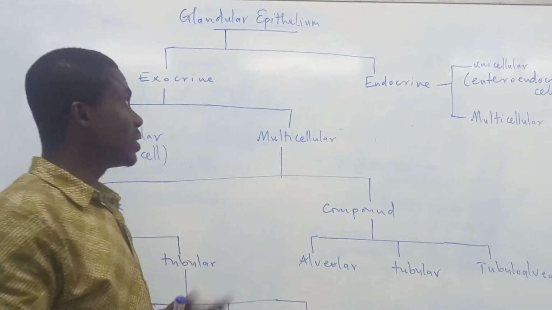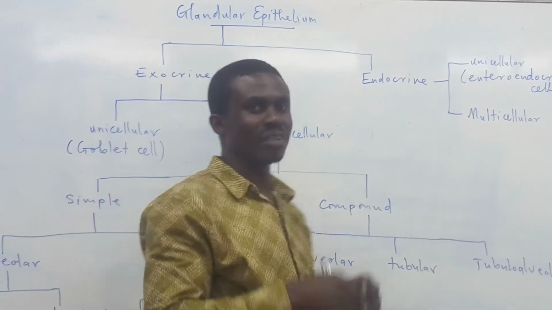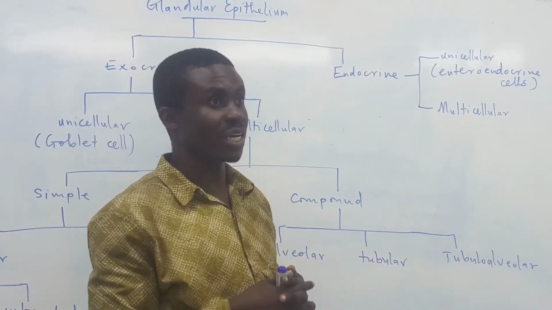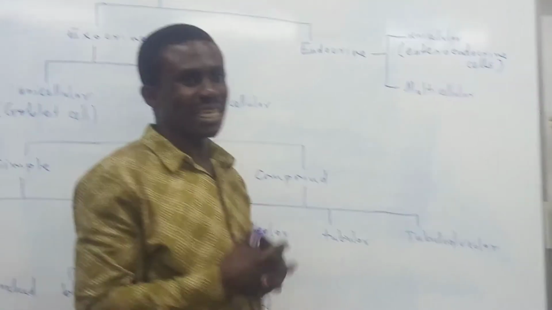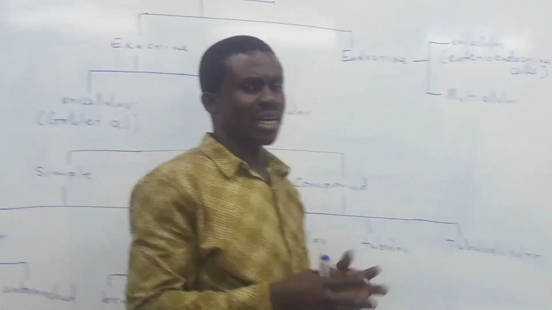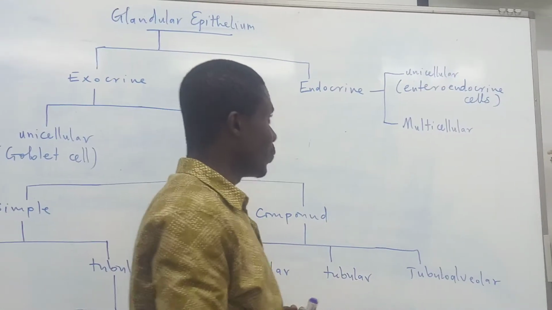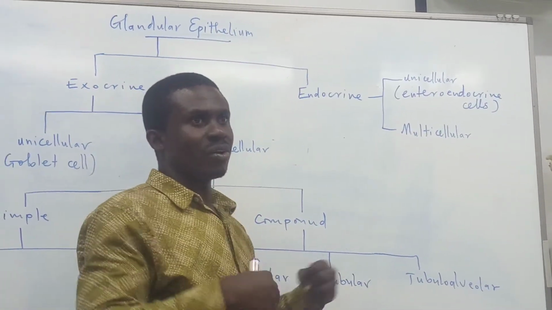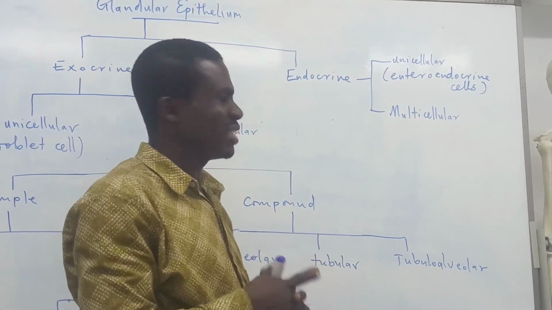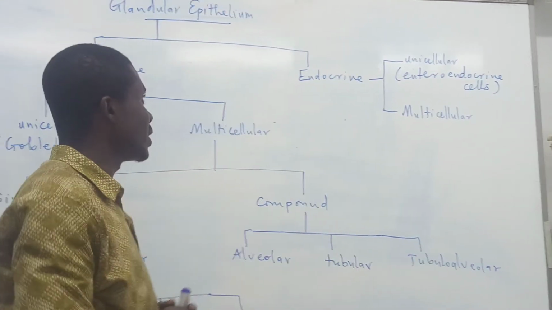For multicellular endocrine glands, you have several of them: the pineal gland, the parathyroid, the thyroid, the master gland, the pituitary, and the pancreas, the islets of Langerhans, and what have you. In terms of arrangement, they could be arranged in follicles or in cords. These are some of the arrangements of the endocrine ones.